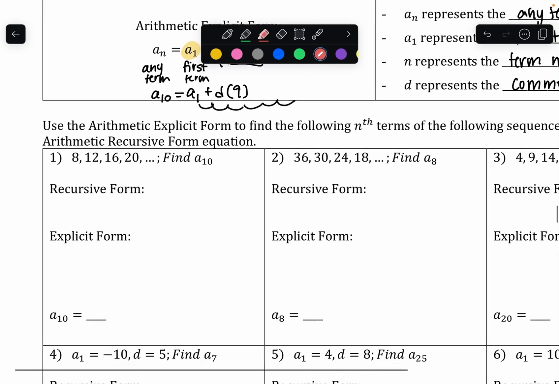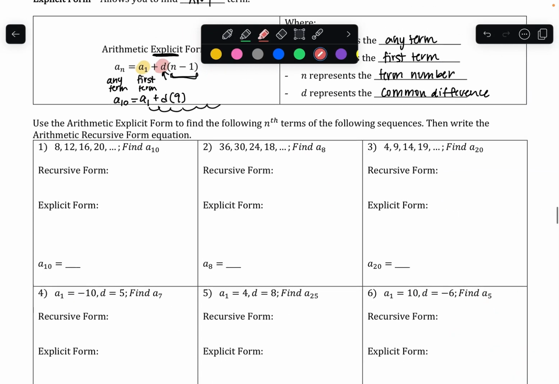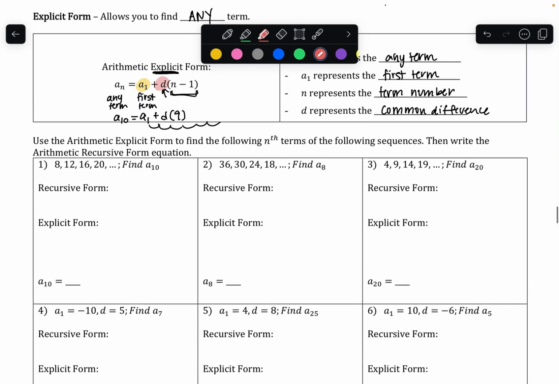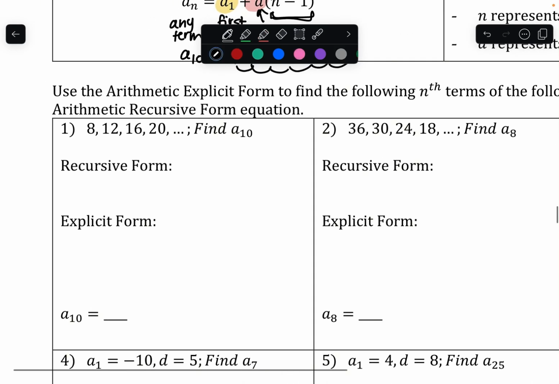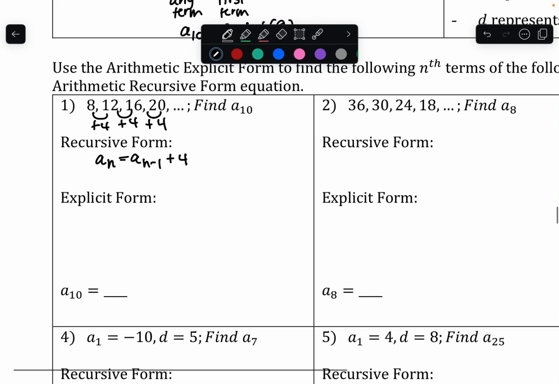Okay, and so this next example says use the arithmetic explicit form to find the following nth terms of the following sequences. Then write the arithmetic recursive form. Okay, and so looking at number 1, it looks like we are adding 4 each time. And so in recursive form, that's the one that depends on the previous term. We would just tell them, take the previous term and add 4. That really just tells you the pattern. It's not a useful formula.